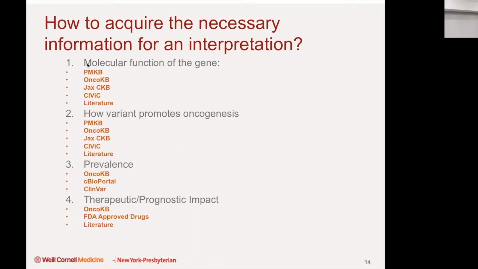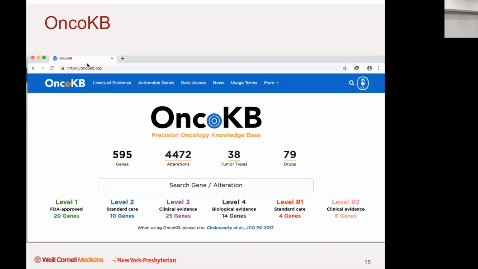And then for therapeutic prognostic impact, you can again look at OncoKB, FDA-approved drugs, clinicaltrials.gov, and Google again. So this is OncoKB, which is across the street, MSK's database. They've been sequencing for a long time now, so they have a pretty decent database. But again, I would encourage you to always look to the primary source.